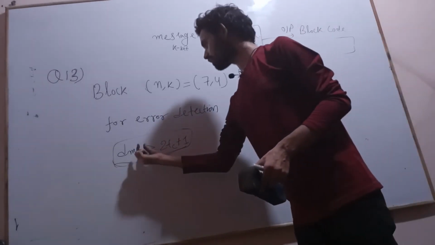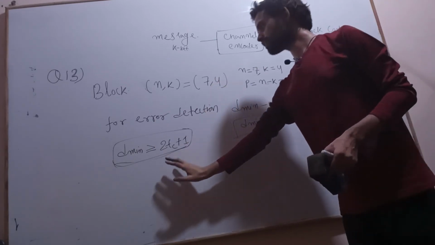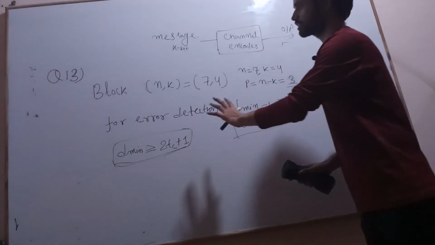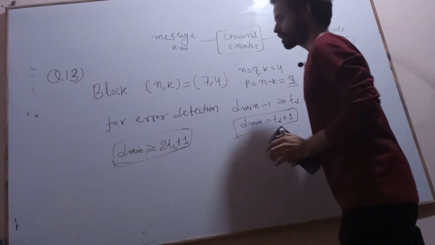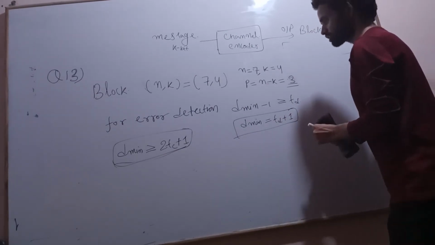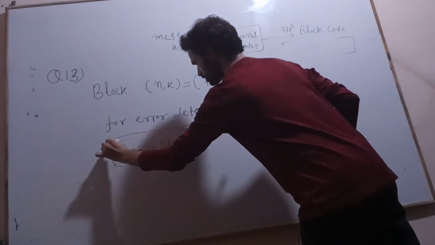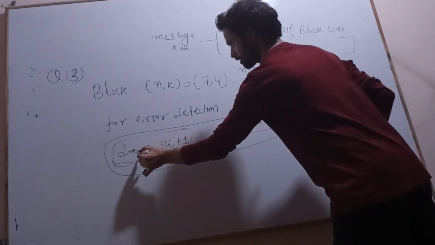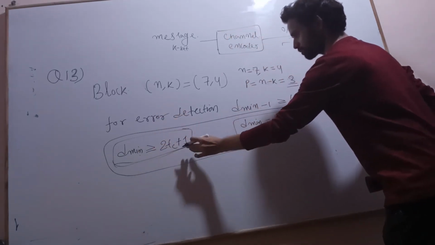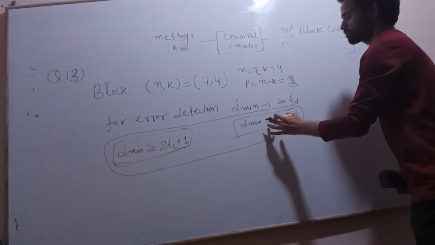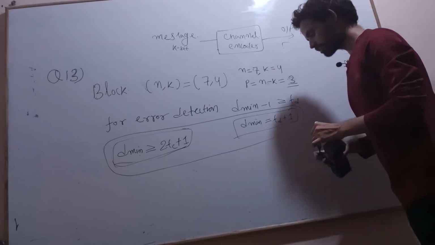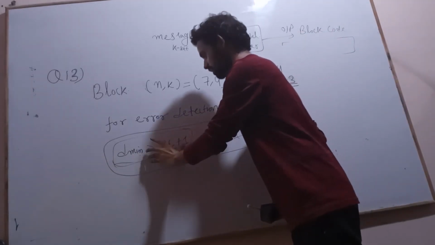Therefore d minimum here is 3, and therefore the answer is 3. So you just remember these two: d minimum for error correction purpose is 2tc plus 1, and d minimum for error detection is td plus 1.